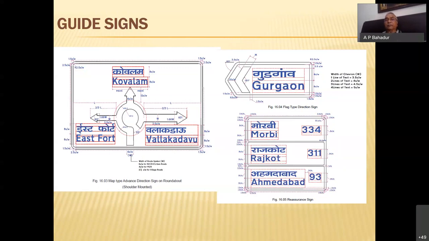Now, normally, the international practice and good practice is that the nearest destination is at the top and the farthest one is at the bottom. But anyway, this IS 67 provides for it like this. But I would, as a good professional, recommend that the nearest one should be at the top. And this configuration has been provided in IRC SP 99 for the expressways.